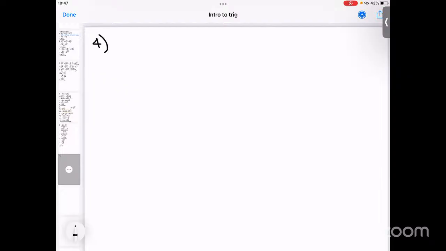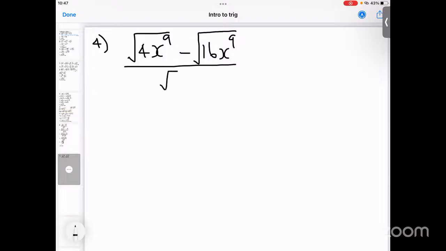Let us now do this one where you are having the square root of 4 x to the 9, and then where we minus square root of 16 x to the 9, that we divide by square root of x. Yes, this is what you are having, and you've got multiple ways in which you can approach it. But let's do one where we are not taking the shortcuts. Very, very much important there.